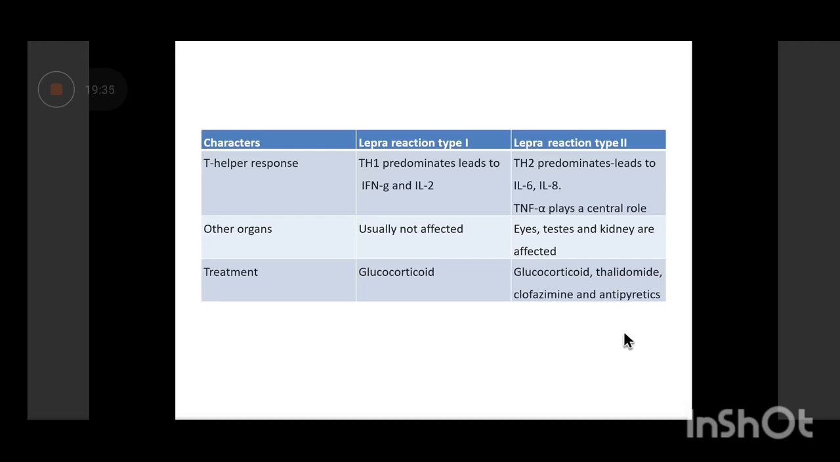So this is a complication. We need to remember there are two complications, deformities and the lepra reaction, which are seen in case of leprosy patients.